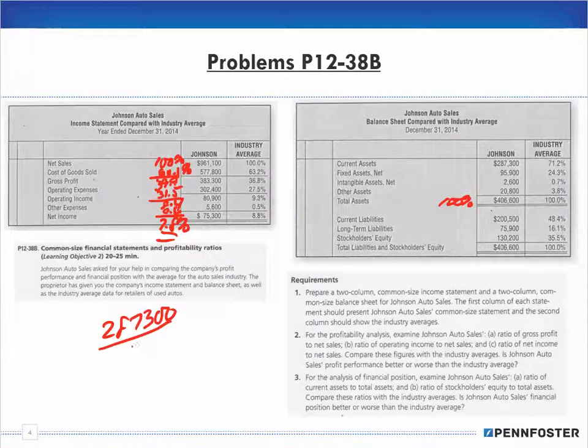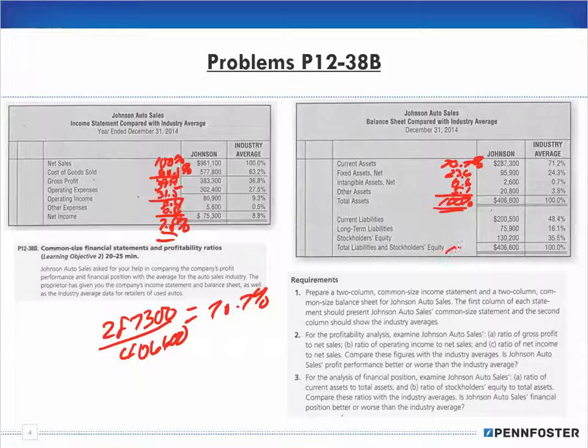So you have 287,300 divided by 406,600, and that gives you 70.7%. And then you're going to do the same thing. 95,900 divided by 406,600 gives you 23.6. 2,600 divided by 406,600 gives you 0.6. And 20,800 divided by 406,600 gives you 5.1. Okay, that's my assets. And then I do the same thing with my liabilities and equity.